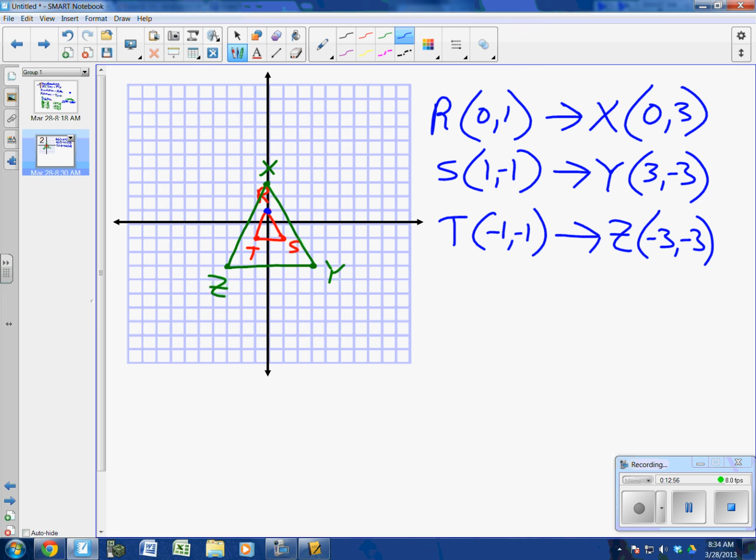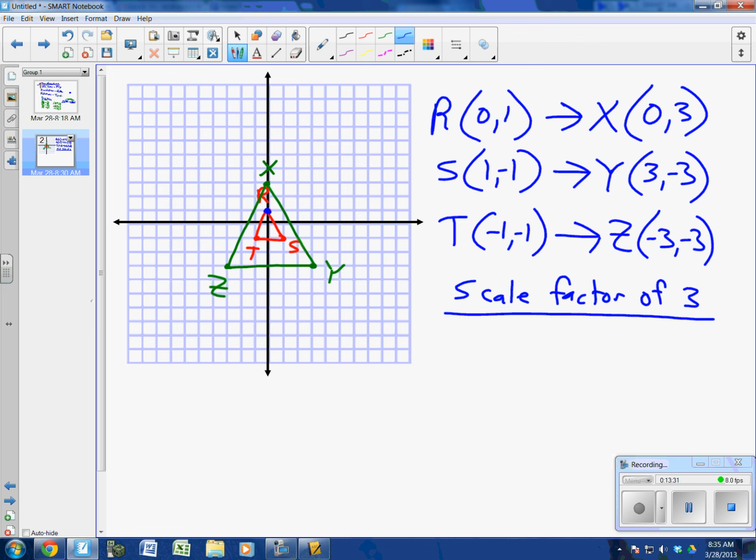Now, you guys, everybody write down scale factor of 3. And you can take every one of these coordinates right here and multiply them by 3, and you get those right over there. Does that make sense? Okay, any questions there? This is coordinate notation right here. This is what you write.